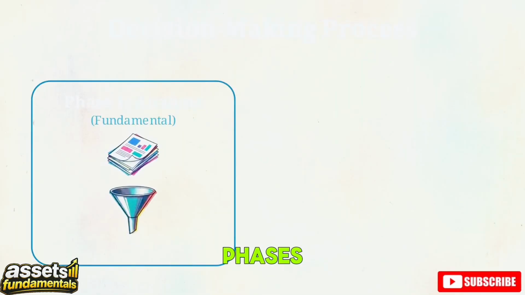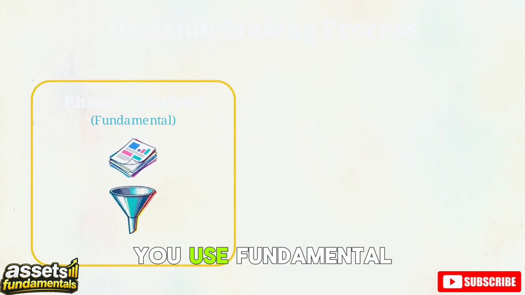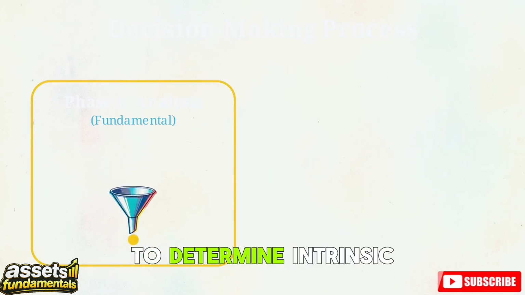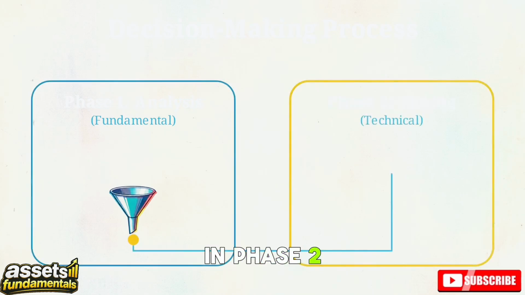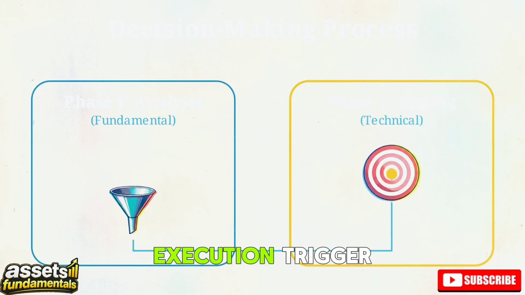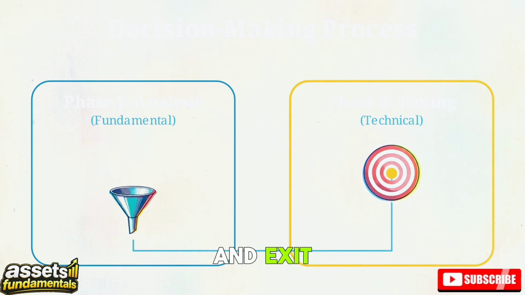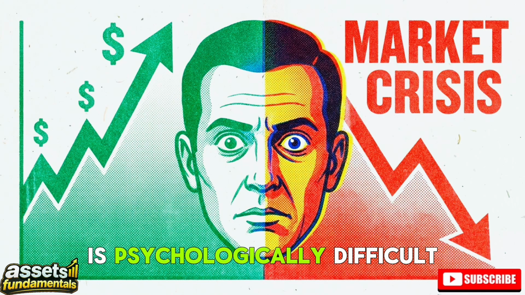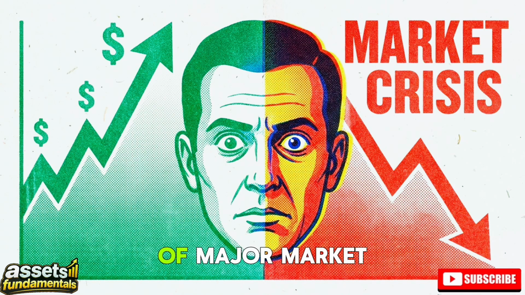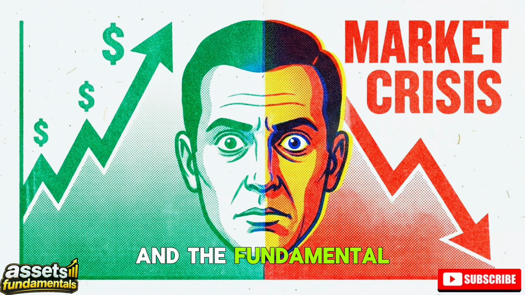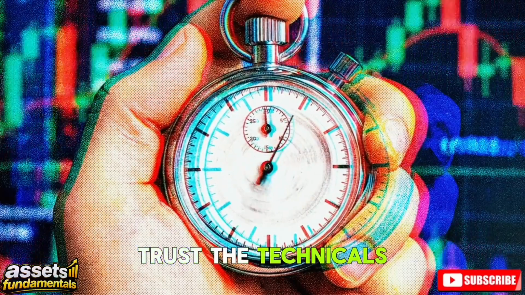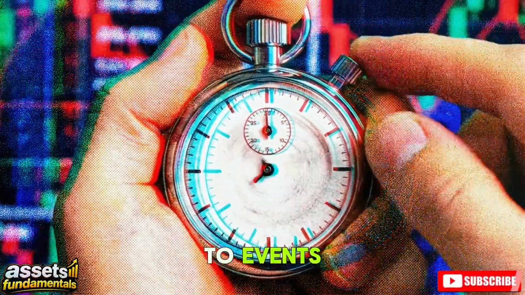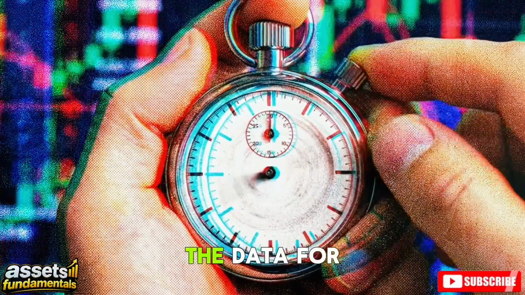The solution requires breaking your decision-making into two phases. In phase 1, you use fundamental analysis as your filter to determine intrinsic value and select which asset to target. In phase 2, you use technical analysis as your execution trigger for exact entry and exit. Executing this combination is psychologically difficult. At the beginning of major market moves, the charts and the fundamental news will aggressively contradict each other. In those moments, you have to trust the technicals. Price action reacts to events that fundamental analysts simply don't have the data for yet.